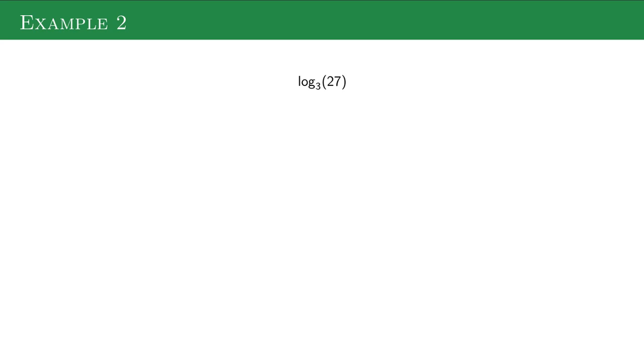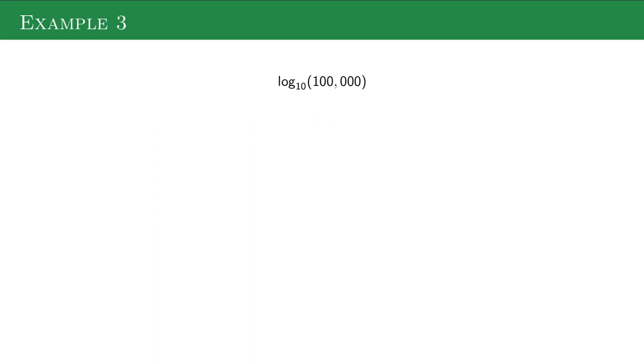Log base 3 of 27. Again, I'm always thinking about exponents whenever I'm doing logs. I'm asking myself, what exponent do I put on 3 to get 27? That's going to be my answer. And the answer is 3. And why do we know that? We know that because 3 cubed, which is 3 times 3 times 3, actually ends up being 27.